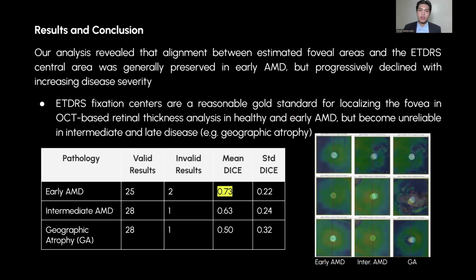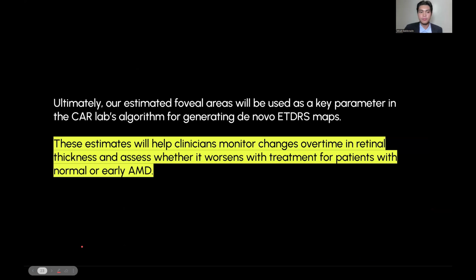Now, here are some of our results and conclusions. Our analysis revealed that alignment between estimated foveal areas and the ETDRS central area was generally preserved in early AMD, but it progressively declined with increasing disease severity. Furthermore, we concluded that ETDRS fixation centers are a reasonable gold standard for localizing the fovea in OCT-based retinal thickness analysis in healthy and early AMD. But they become unreliable in intermediate and late disease cases, for example, in the case of geographic atrophy.